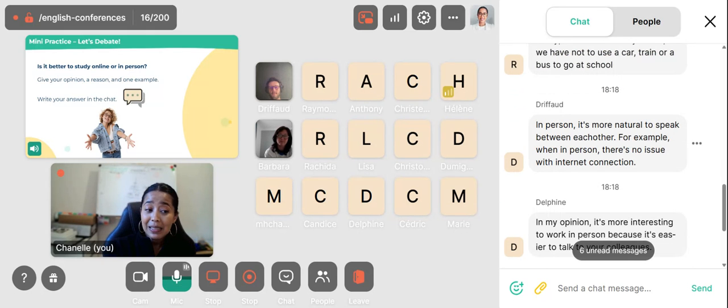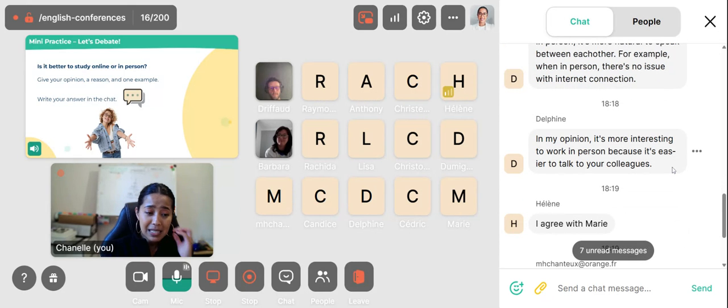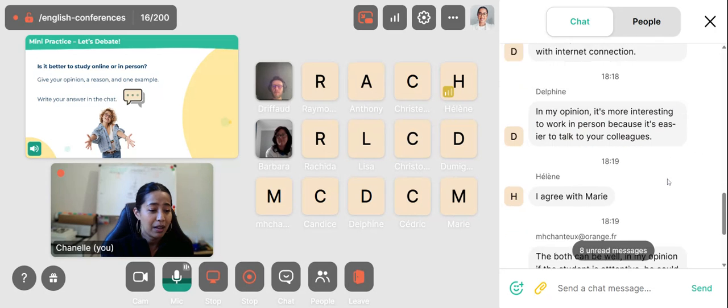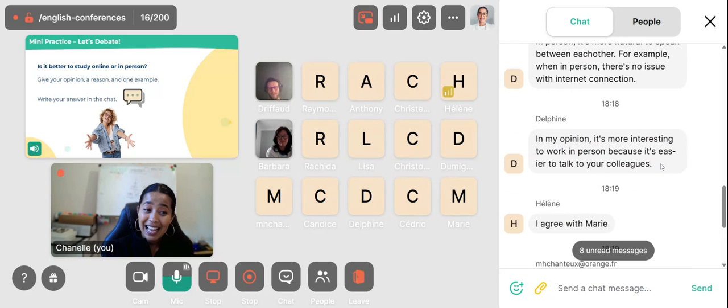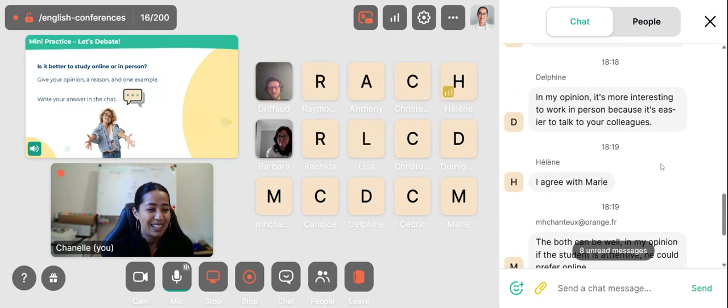Ford says, in person, it's more natural to speak between each other. For example, when in person, there's no issue with internet connection. Wonderful argument. Delphine says, in my opinion, it's more interesting to work in person because it's easier to talk to your colleagues. Wonderful. Thank you, Delphine. Hélène says, I agree with Marie. Thank you so much.